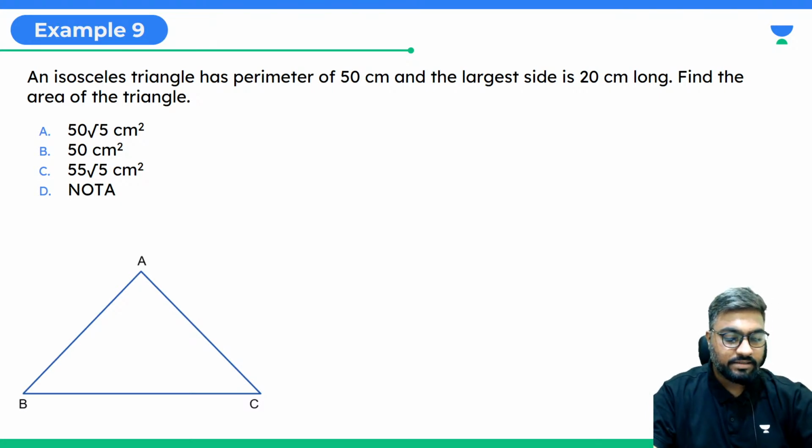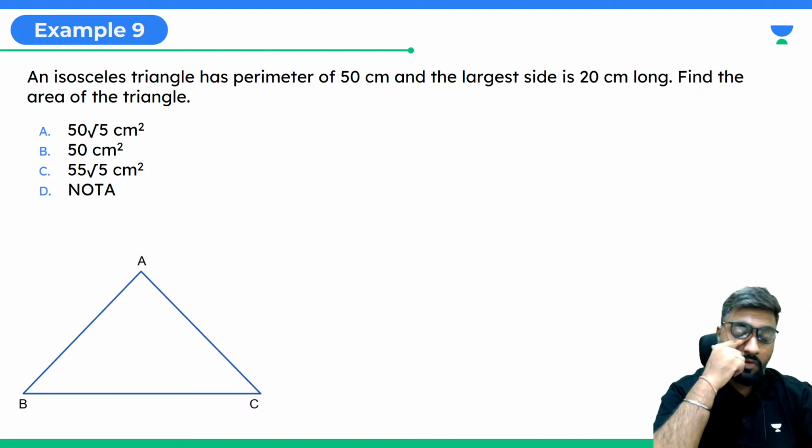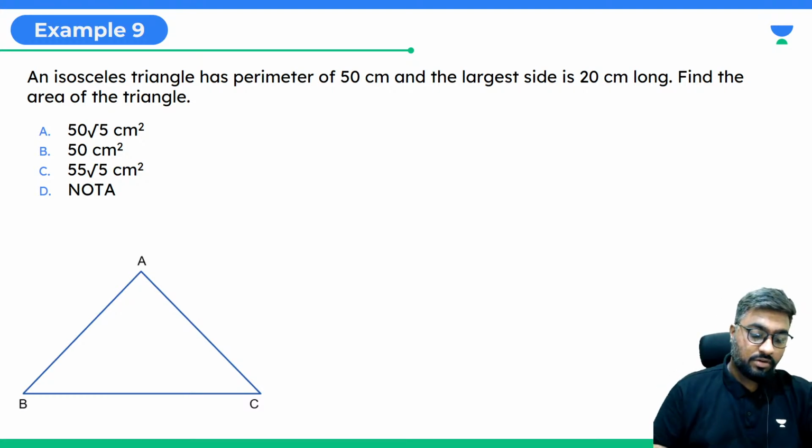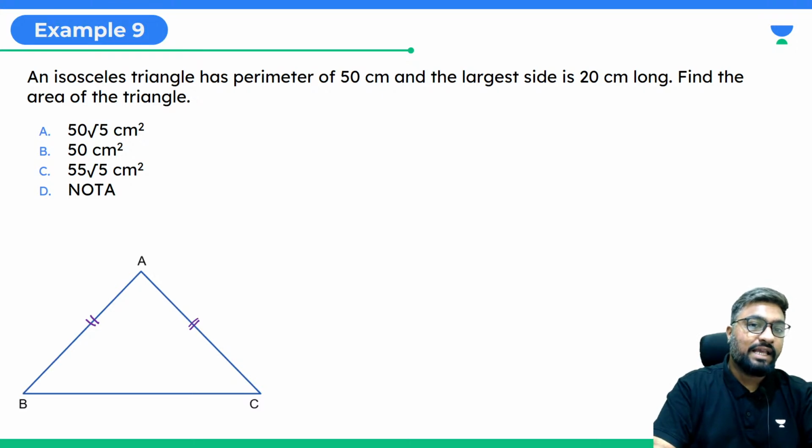Any answers, guys? Okay. So the question has given an isosceles triangle to us. That means two sides will be equal. Let's say these two sides are equal. This is the distinct side, okay? They're saying its perimeter is 50 and the largest side is 20. Focus on the word largest.